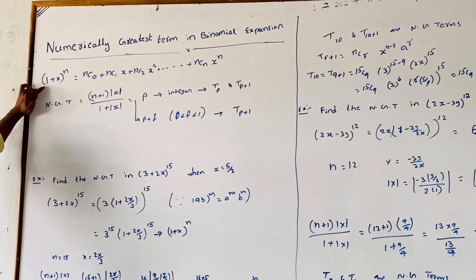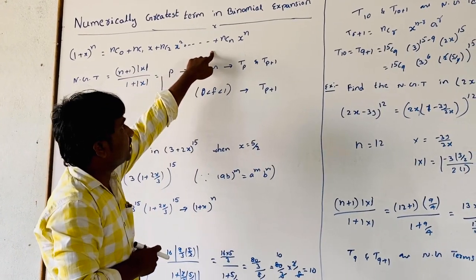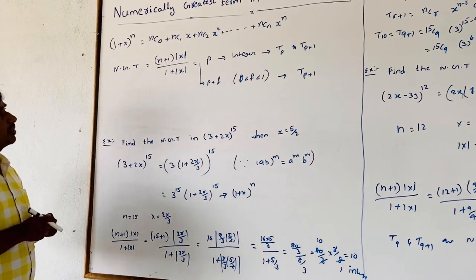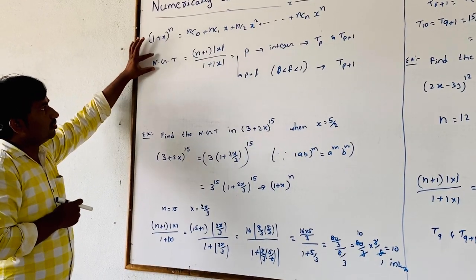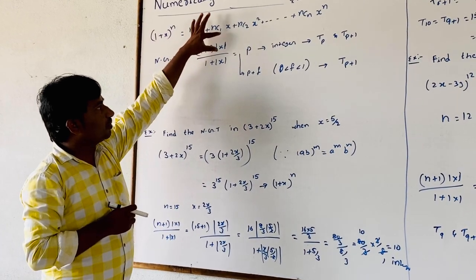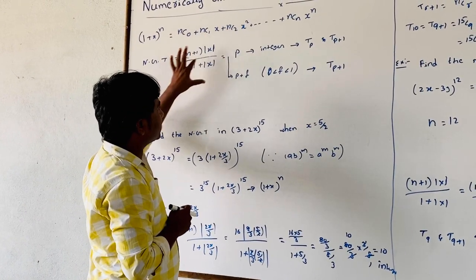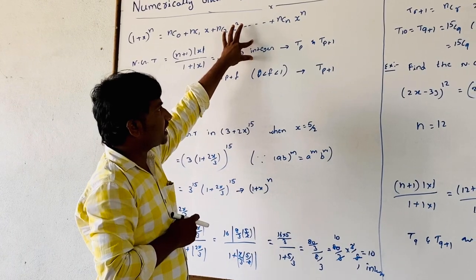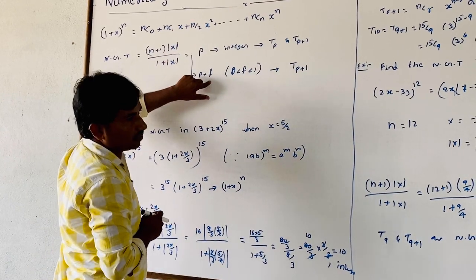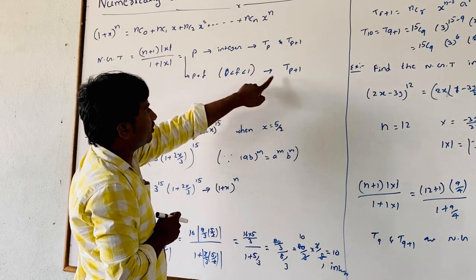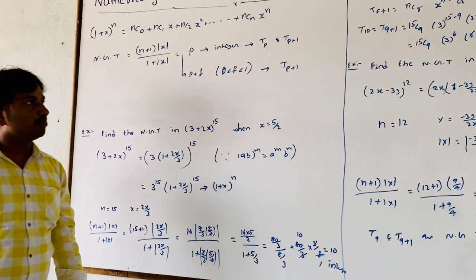Now you observe this one. You know that the standard form of (1 plus x) power n is equal to nC0 plus nC1 x plus nC2 x square plus and so on nCn x power n. Now finding the numerical greatest term in the binomial expansion of (1 plus x) power n has one formula: NGT is equal to (n plus 1) into modulus of x by (1 plus modulus of x). Now let us take this value as p. Now if p is an integer, this expansion has two terms, that is Tp and Tp plus 1. If p is of the form p plus f, meaning a decimal, then the numerical greatest term is Tp plus 1.